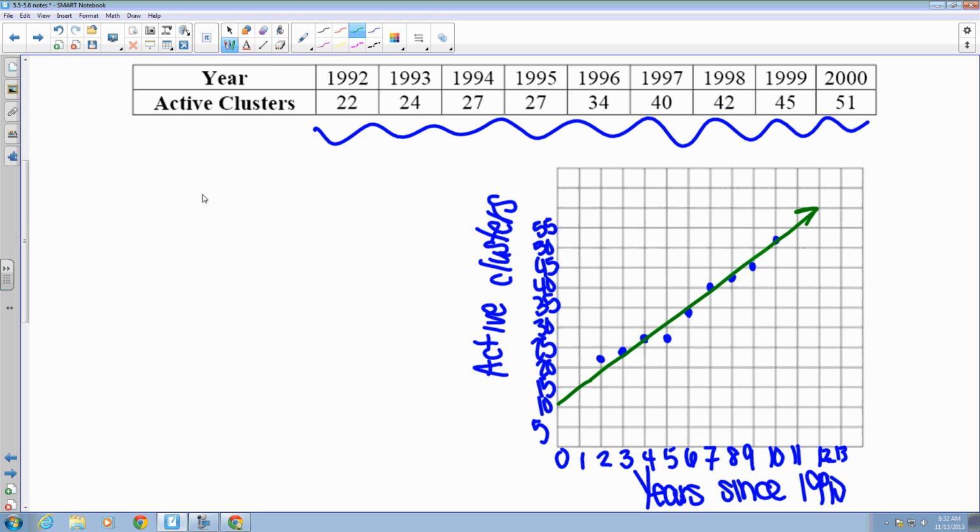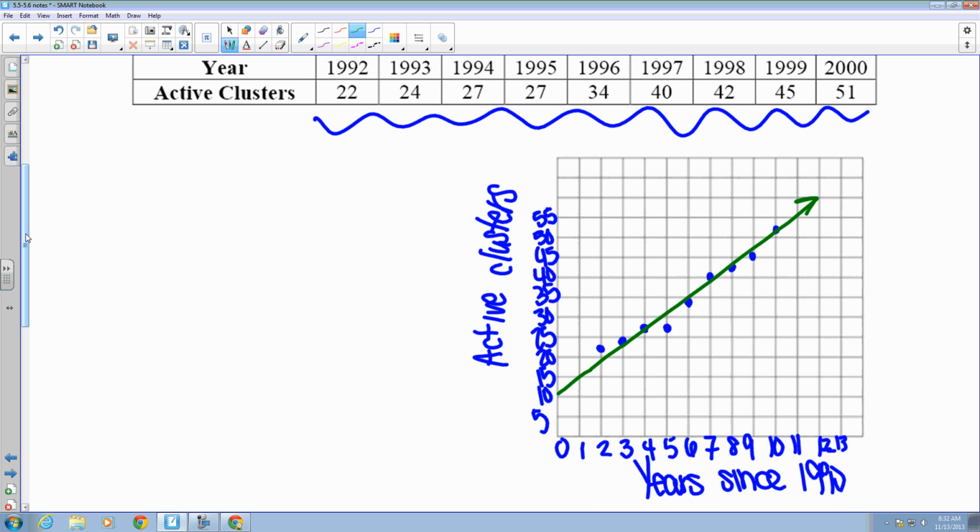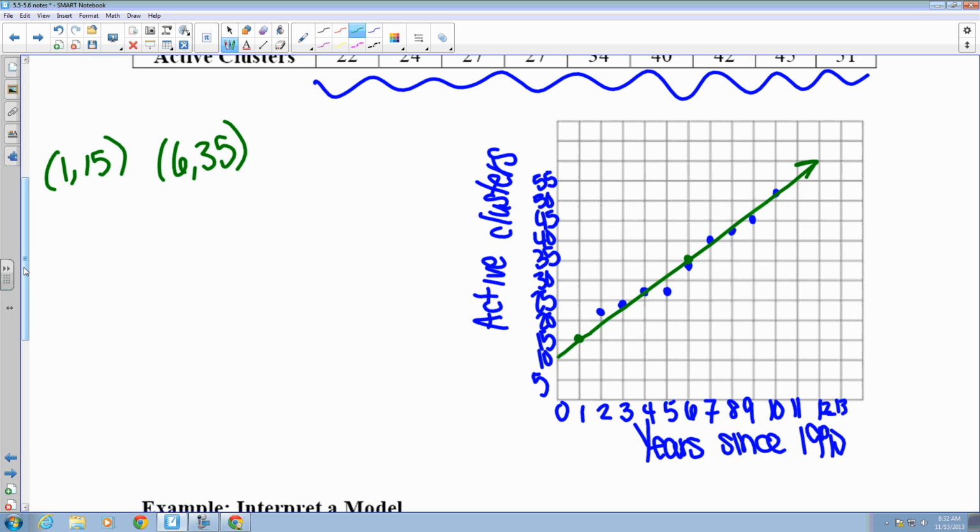Now we need to pick 2 points that are on that line. They don't have to be points that we were given. So I'm actually going to choose the point (6, 35) as one of my points. It's right on one of the corners. I'm going to put that one in green. That one's right here. And another point that I'm going to choose is (1, 15). Again, neither of those were points that we were given, but they're both on the line that I drew. So you don't have to pick blue ones. You can just pick the ones that are on the line.